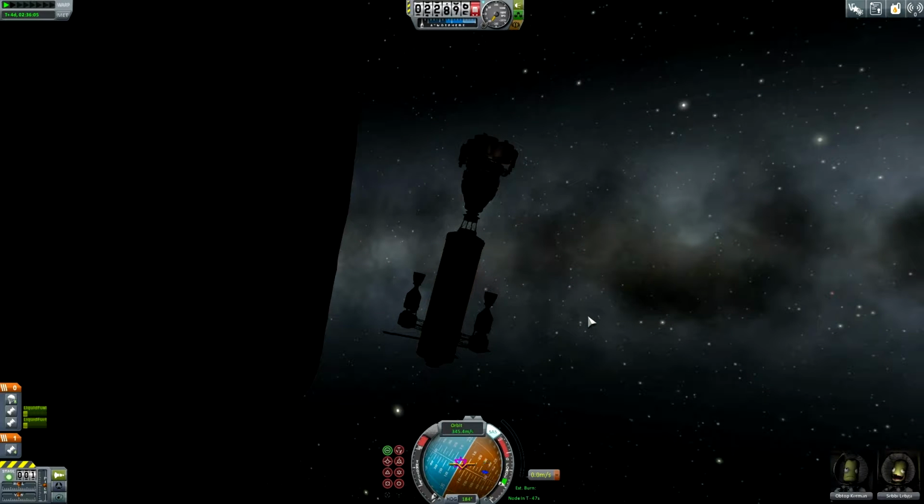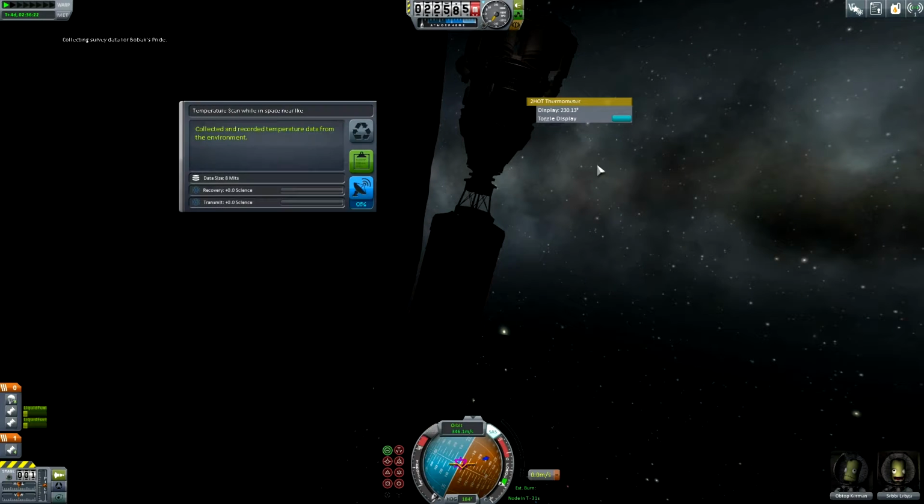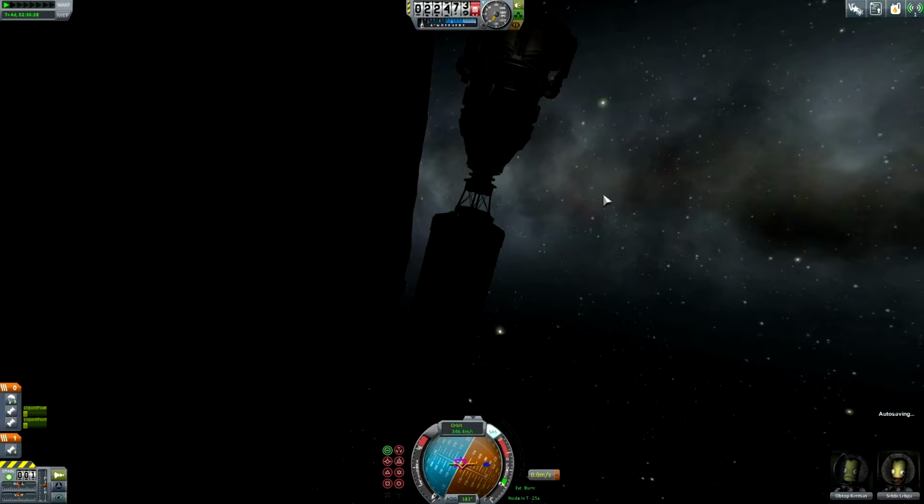And now it's the exciting moment. Okay, only 40 seconds left until we are directly entering Bullbug's Pride. Look at this. Okay, it's doable from orbit. So now I can, wow, 230 degrees, quite warm out here. Log temperature. Collecting survey data for Bullbug's Pride. Well, I have already done this, so I can reset this experiment.